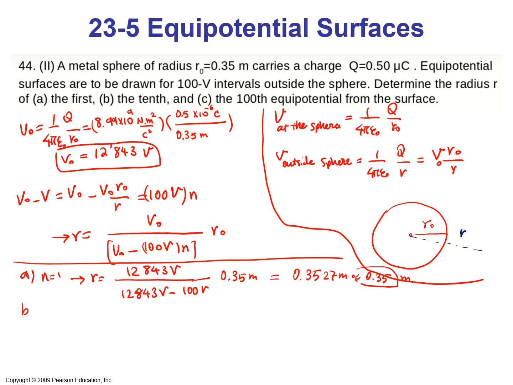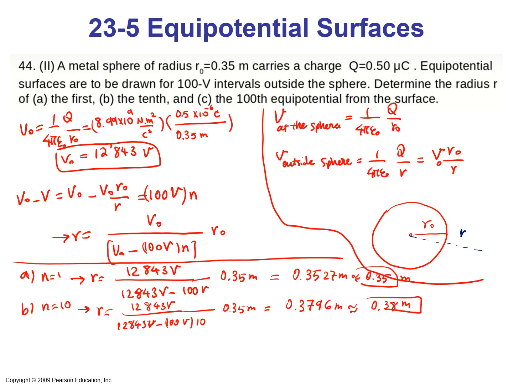Let's go to part B, which is tens. N is equal to 10. Let's plug in the numbers. 12,843 volt divided by 12,843 volts minus 100 volt times 10 times 0.35 meter. And if we simplify, that is equal to 0.3796 meter, which is almost 0.38 meter to the significant digits.